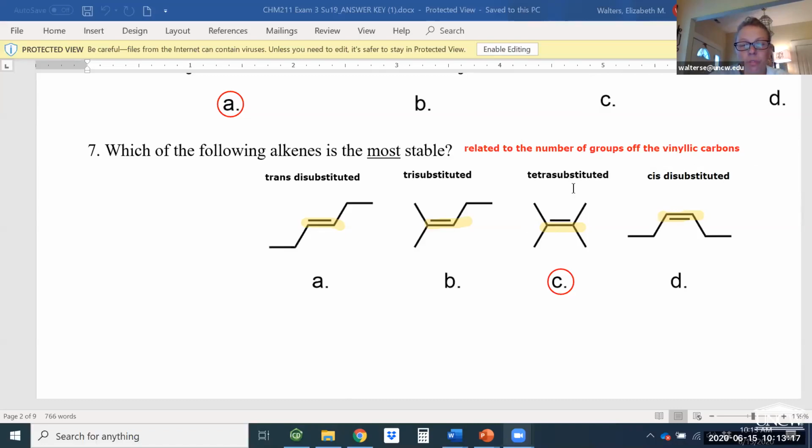The more R groups you have, the more stable. Since C has 4 R groups off of it, C is the most stable. If you ordered them, C is higher in stability than B, which is higher than A. Trans is always more stable than cis because of the loss of steric strain. There are a couple ways questions like this can be asked. You can get the 4 compounds and ask which is the most stable or the least stable, or you could rank from low to high or high to low.